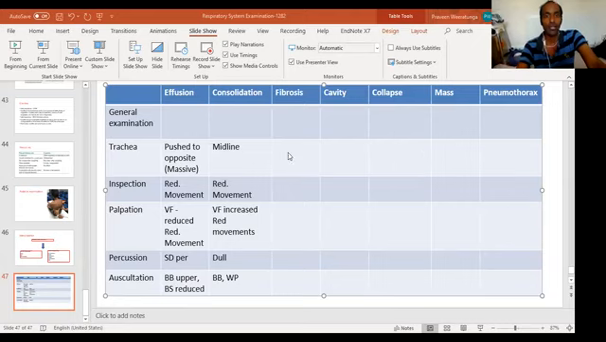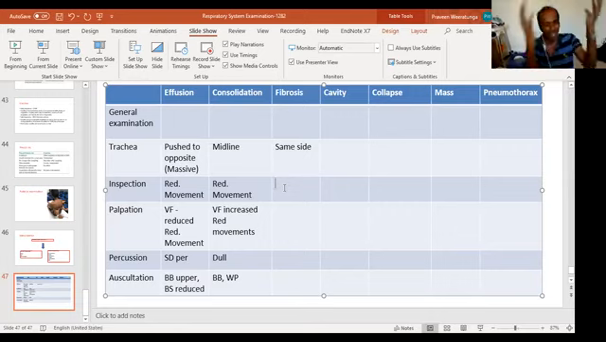Right. Moving on to fibrosis. What will happen to the trachea? Here we are talking, remember, about apical fibrosis. So write that down, apical, specifically, that's the only common case of fibrosis you will get. In apical fibrosis, the lung shrinks and therefore the trachea is pulled, deviated to the same side.